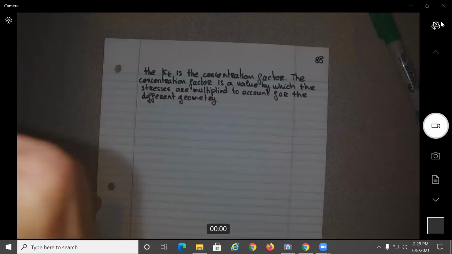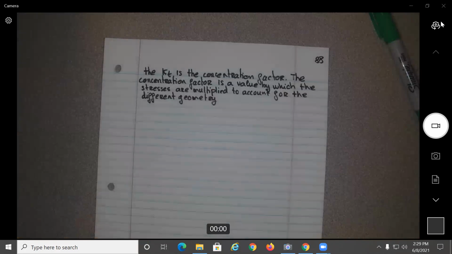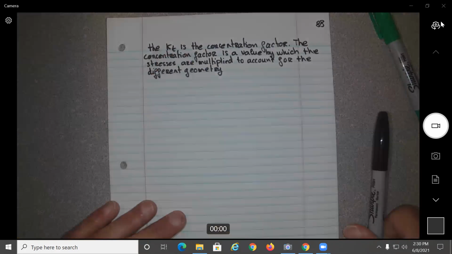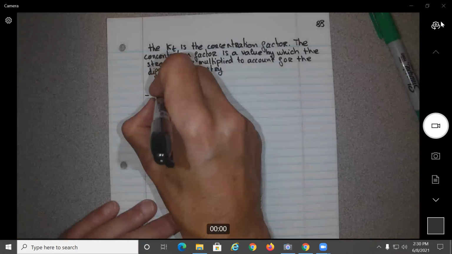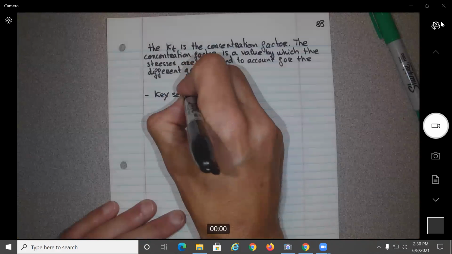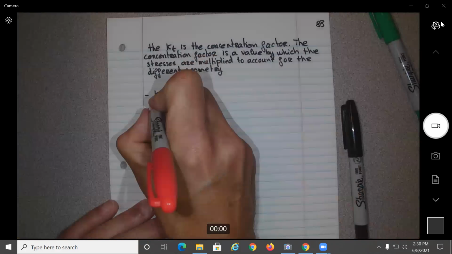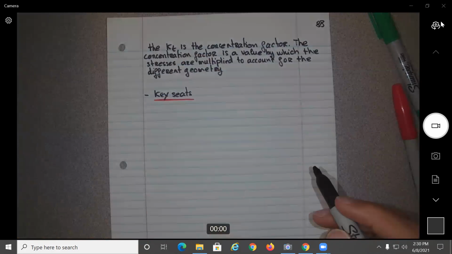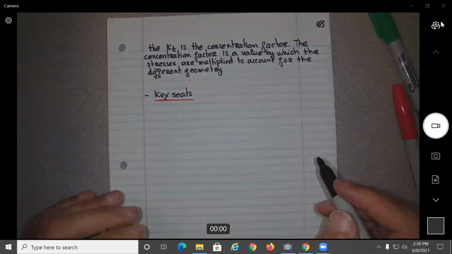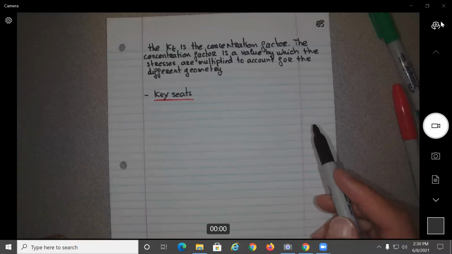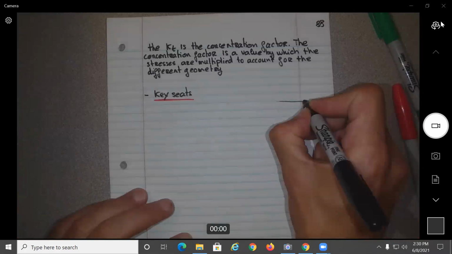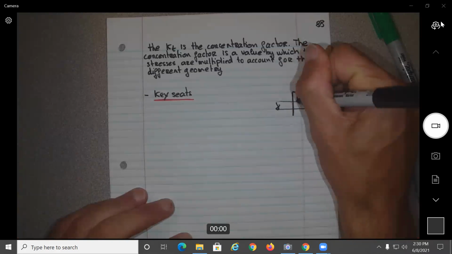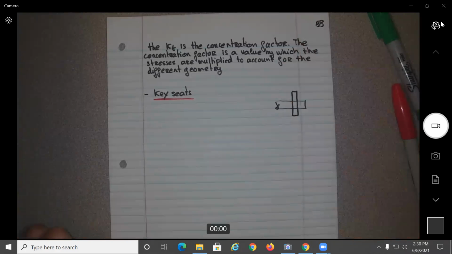All right. Now, the other one that is important for shaft design is key seats. Does anyone know what a key seat is? Obviously for shaft design, not for something else. When you have the shaft and you have the gear, you need to mount it. This is your shaft. You need to mount your gears, no?